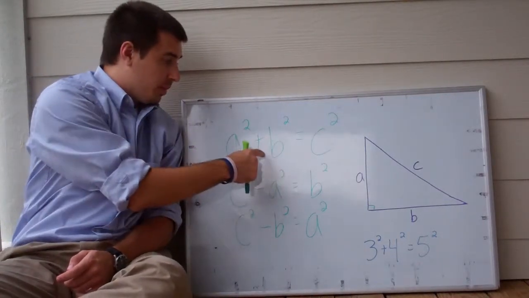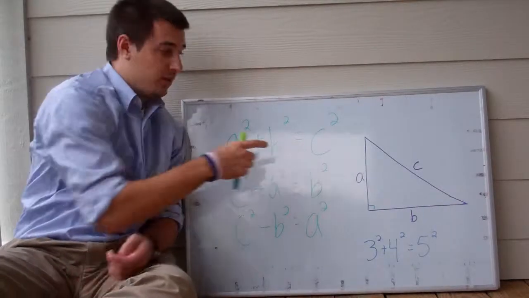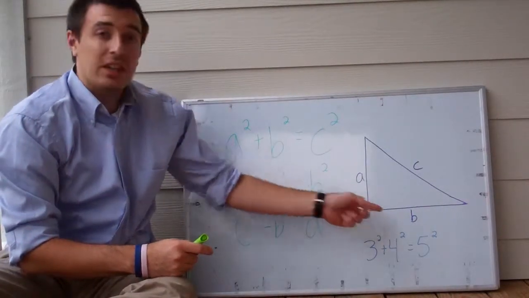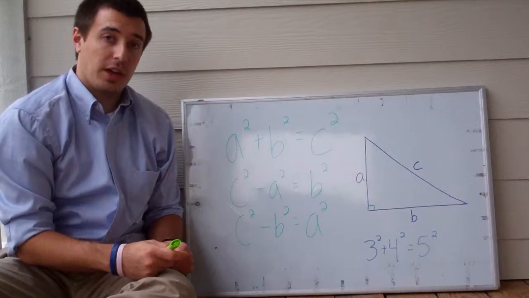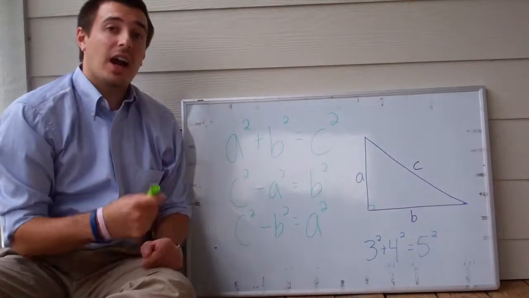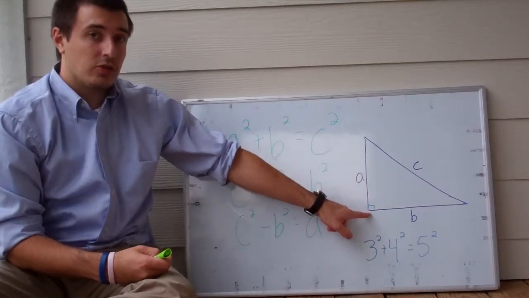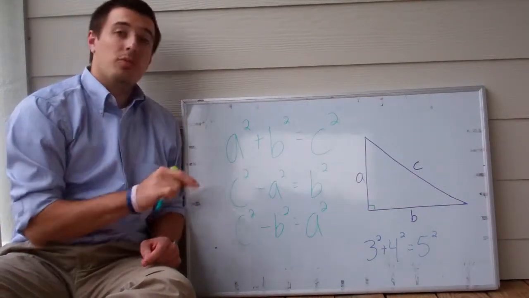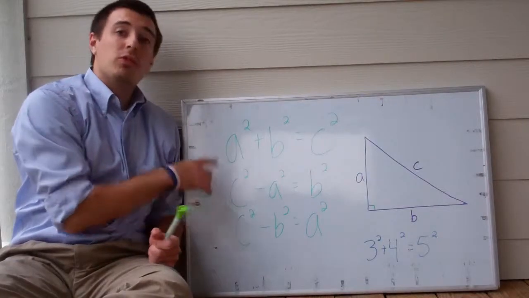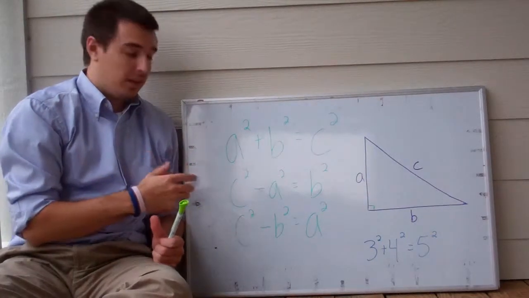A squared plus b squared equals c squared, where a and b are the legs of your triangle, and c is known as the hypotenuse. Alright? Remember, it's only for a right triangle. Also, you may not have known this, but you can rearrange the letters to help you figure out the legs.